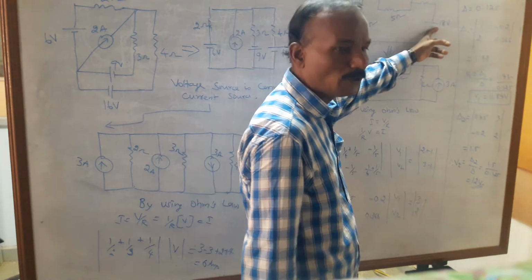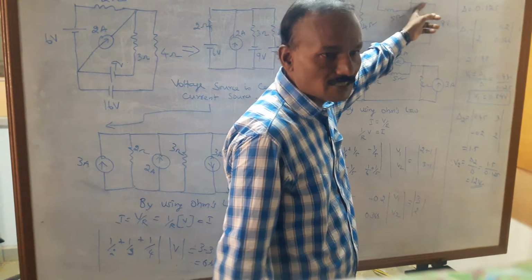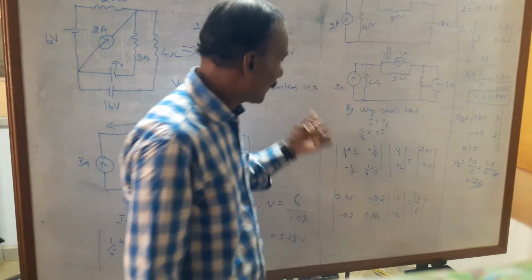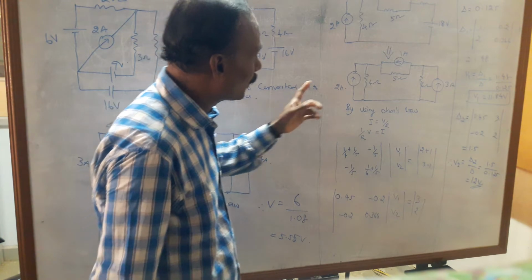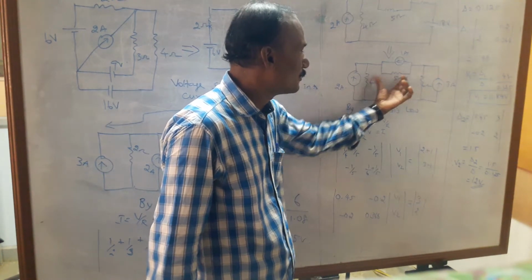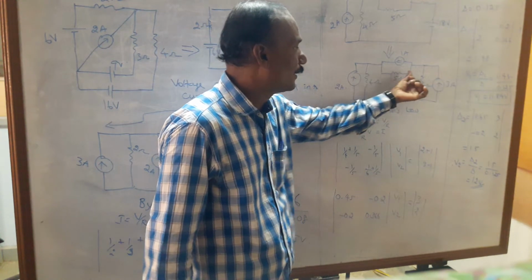Here the known value is 18 volt. So voltage is 18, resistance is 6, so the current is equal to 3 ampere, towards the node. Here there are two nodes, V1 and V2, because there is only one resistance in between the first and second.